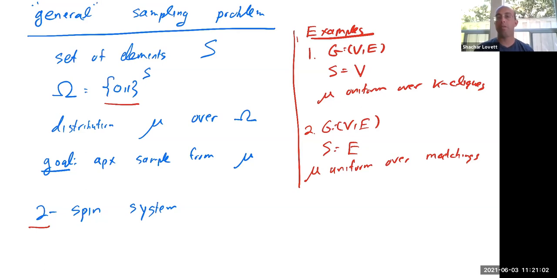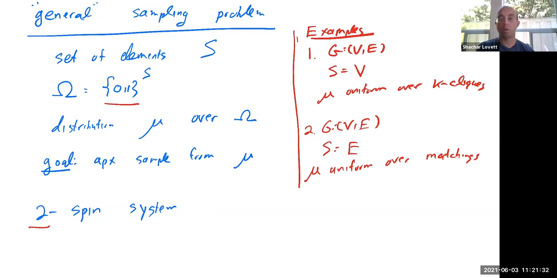But similarly, you could define a 3-spin system where it could be 0, 1, 2, or a Q-spin system. You generalize very easily. So to be concrete here, I'll just talk about 2-spin systems but everything generalizes in the obvious way to more than 2 options for each element, right? Like if I want to study 3 colorings of a graph, then every node is going to get one of 3 colors. That's a 3-spin system. Okay, so that's going to be the type of questions that we'll try to study.